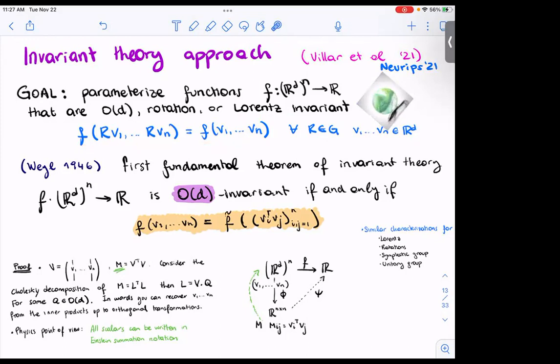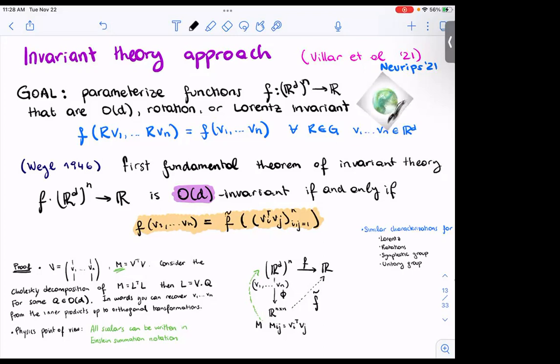We can go back to the 20th century and look at the first fundamental theorem of invariant theory, which tells you that a function that takes n vectors in RD to R is OD invariant, so invariant with respect to the orthogonal matrices that fix the origin, if and only if it is a function of the inner products of the input vectors. The idea is that we take the n vectors in RD and construct the features, which are the pairwise inner products of these n vectors, and then any function of these n vectors that is invariant with respect to rotations can be factored through this feature map. So it can be written as F tilde of this. I guess this here should have been F tilde, just to be consistent with the notation.